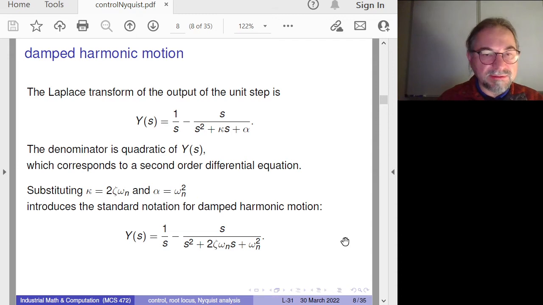We used these parameters zeta and omega when we studied damped harmonic motion, when we looked at ordinary differential equations. So that model will occur also here. In some sense, we already know what we want to obtain. We have a denominator in our Laplace transform that is of degree 2, so we are going to have a second order differential equation.